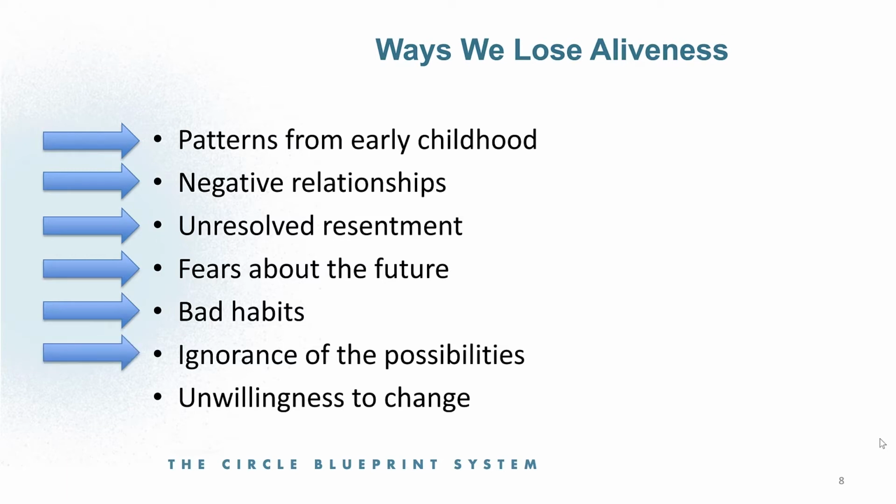The sixth way we lose our aliveness is ignorance of the possibilities. It's so easy to get used to things the way they are, to believe that the life I have is the best life I could ever have, to surround myself with people whose lives aren't any better than mine, and so I have no idea of the possibilities of who I could be or what I could do. So settling for less than what we can have is a huge way to limit the possibilities of our life.